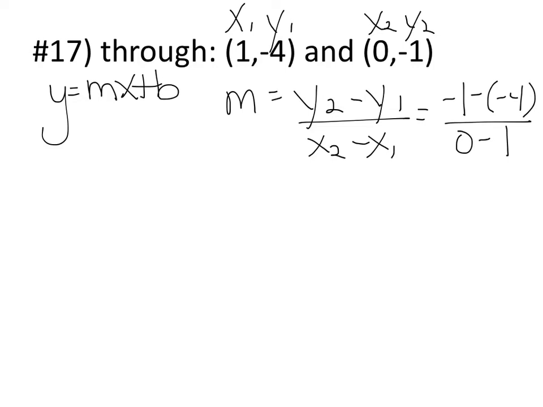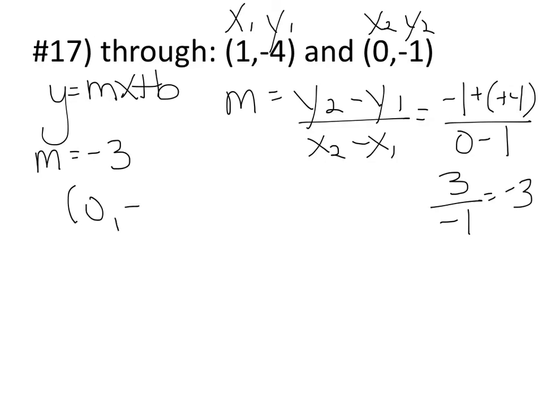So here, a negative becomes a positive. So you have negative 1 plus 4 is 3. 0 minus 1 is negative 1. So our slope is negative 3. So I have a slope of negative 3. And I'm going to choose the point 0, negative 1 because it has a 0 involved.